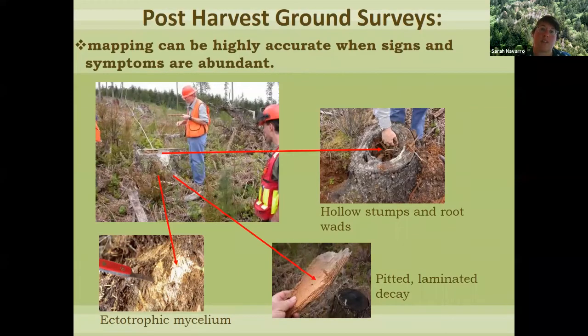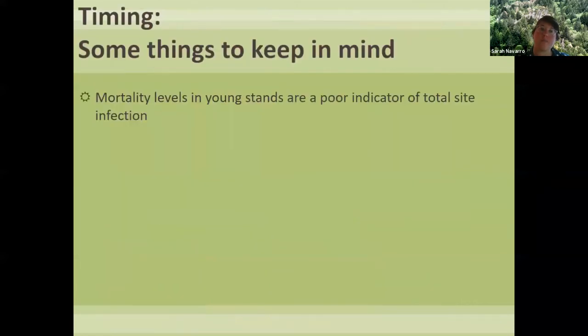So post-harvest surveys can be highly accurate when symptoms are abundant. When you are looking at decay in the stumps, look for hollow stumps and root wads. Sometimes you can also find pitted or laminated decay in these stumps, as well as that cream-colored fungus on the outside. So really look at the older stumps in this post-harvest ground survey for mapping your root rot centers.